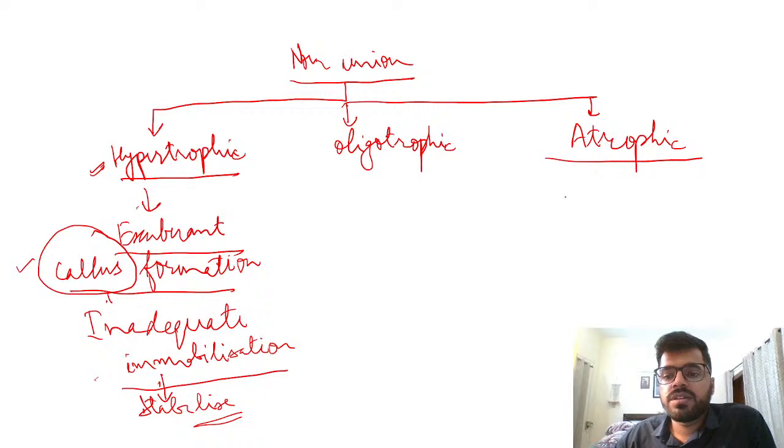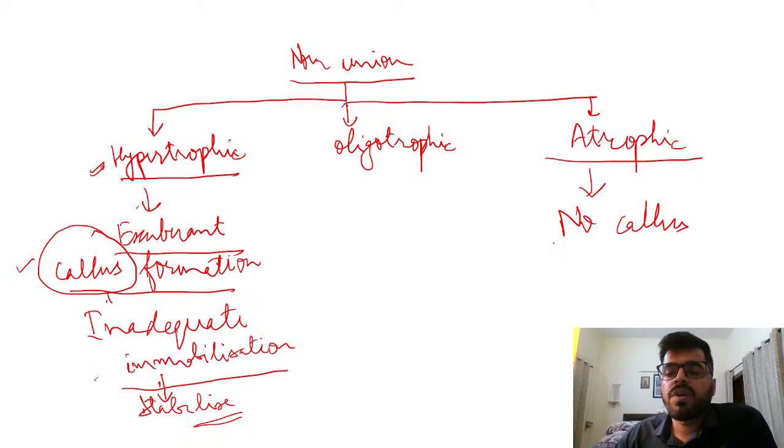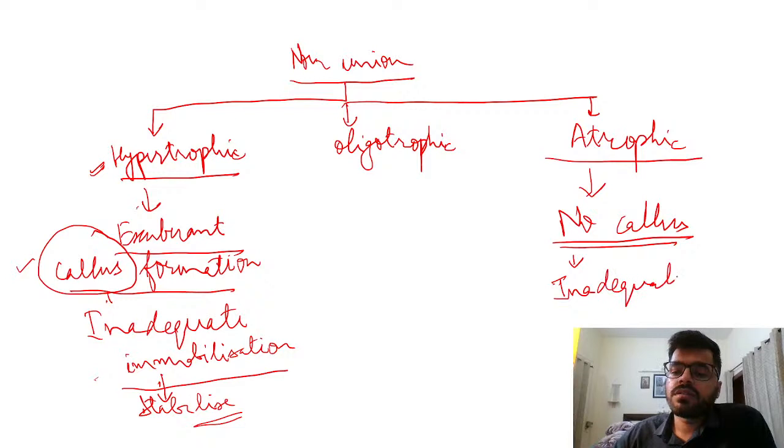On the other extreme, there is atrophic. No callus. Why did this occur? This is probably because of inadequate vascularity. So callus did not form. In this case, we need to do fixation plus bone grafting. Oligotrophic is somewhere in between. Some callus is formed.